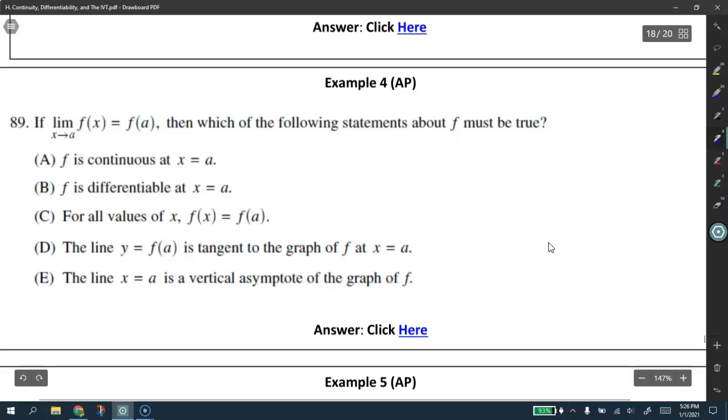Okay, so it says if the limit as x goes to a of f of x is equal to f of a. Let's pause here. Does this ring a bell? What is this? In fact, this is the definition of continuity. When all the way at the beginning of this lesson, I said make sure you memorize it, memorize it, memorize it. This is precisely why I asked you to memorize it, because sometimes they just go straight to the definition.